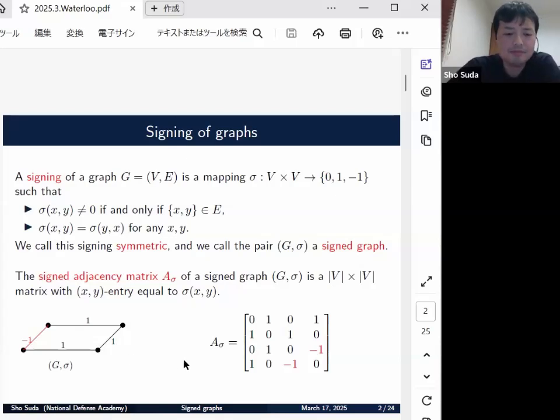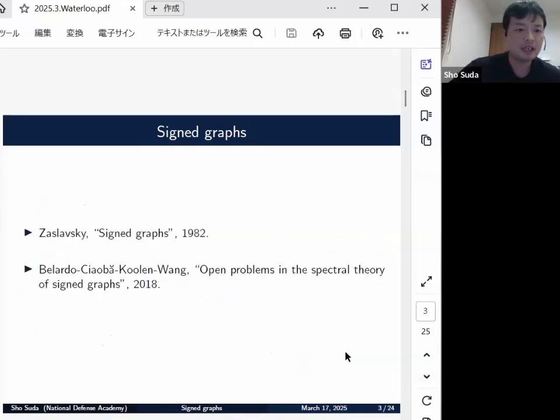And we can define the signed adjacency matrix from this graph, with some ordering of vertices. If we put the labels 1, 2, 3, 4 here, we can define its signed adjacency matrix exactly the same way as the usual adjacency matrix. Here the 3, 4 entry and the 4, 3 entry appear as -1. And we want to work on this matrix, the signed adjacency matrix, in this talk.